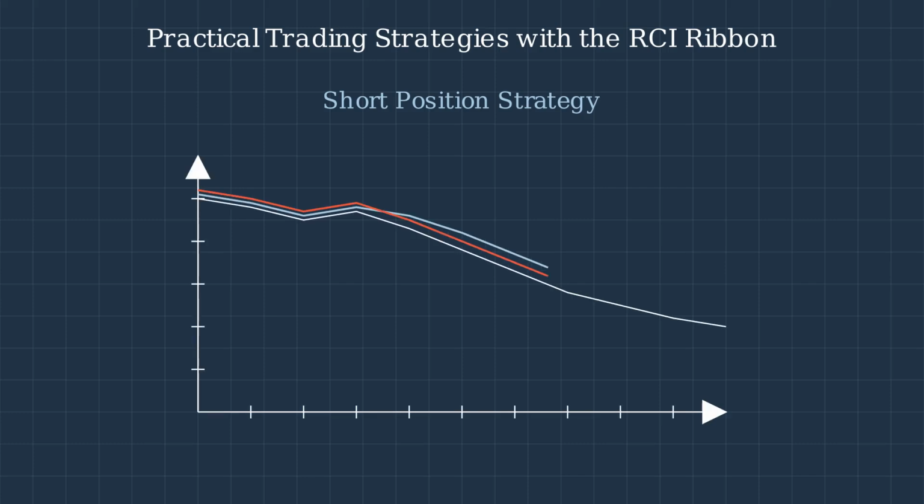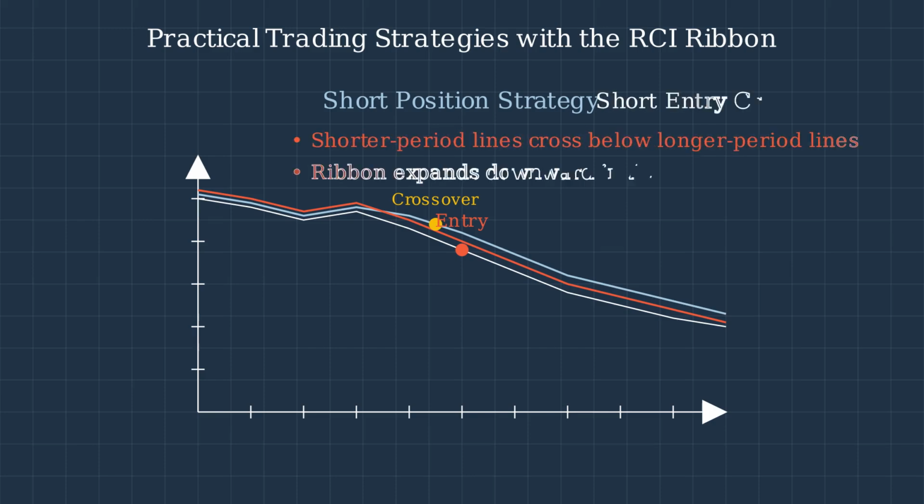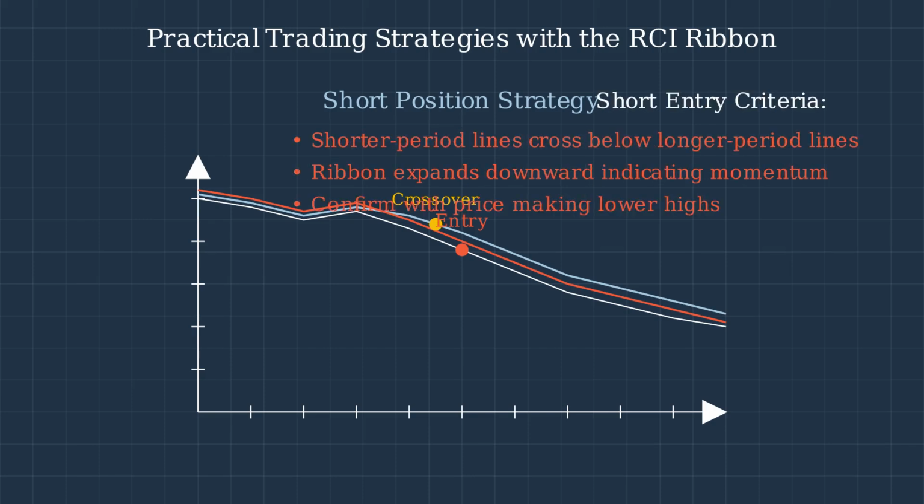Now let's examine our short position strategy using the RCI ribbon. Enter short positions when shorter period lines, shown in red, cross below longer period lines, and the ribbon begins to expand downward. The key short entry criteria include shorter period lines crossing below longer period lines, downward ribbon expansion showing increasing bearish momentum, and confirmation from price action making lower highs.